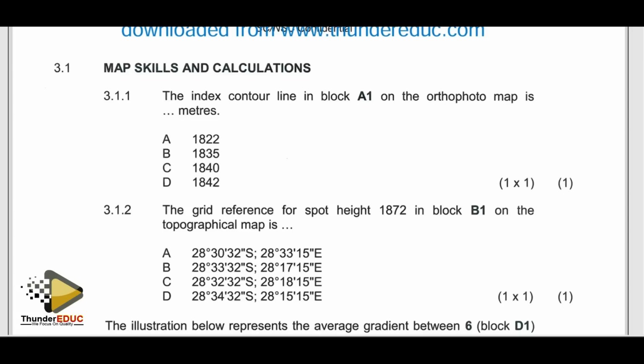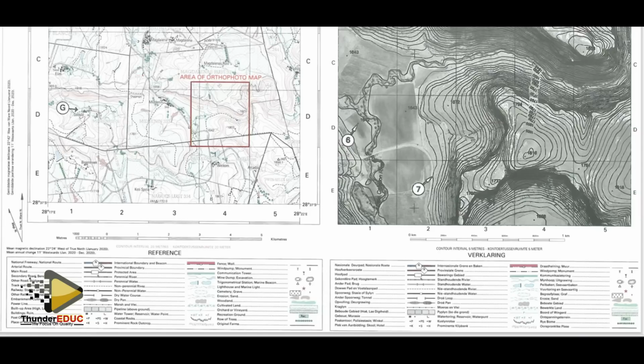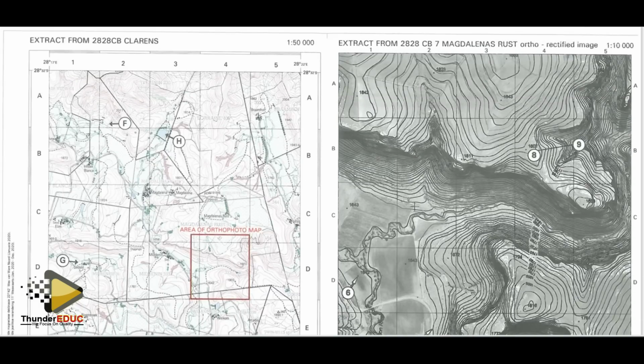Right, when we're talking of an index contour line, we are looking at the bold contour line on the orthophoto map. If you check the contour lines that we have on the map, in this instance our bold contour line, which is being referred to as the index contour line, is this one, which I am trying to point at.